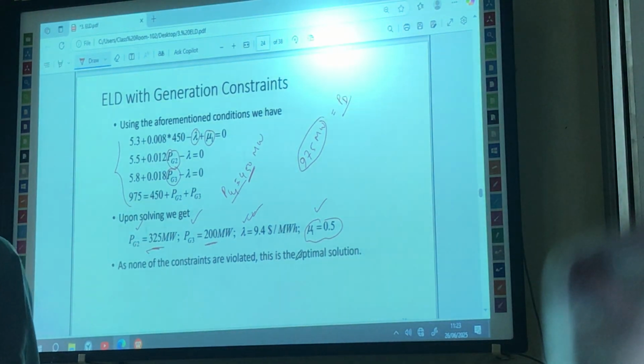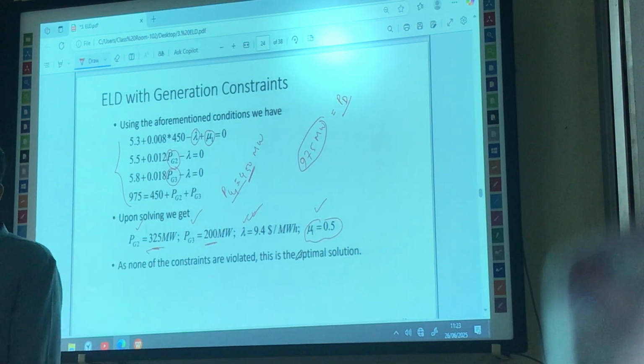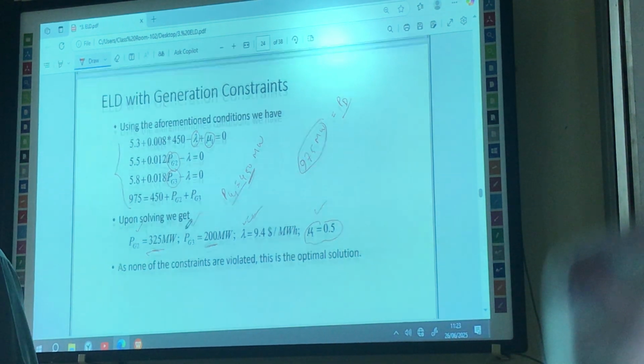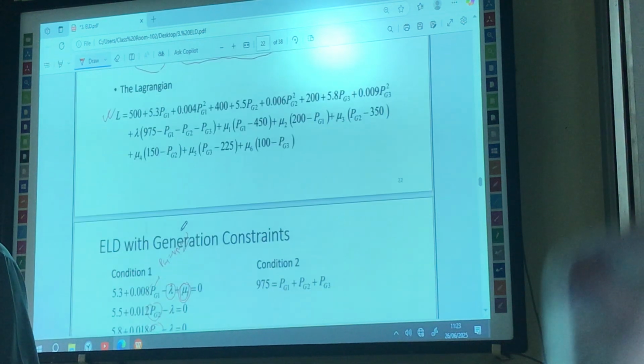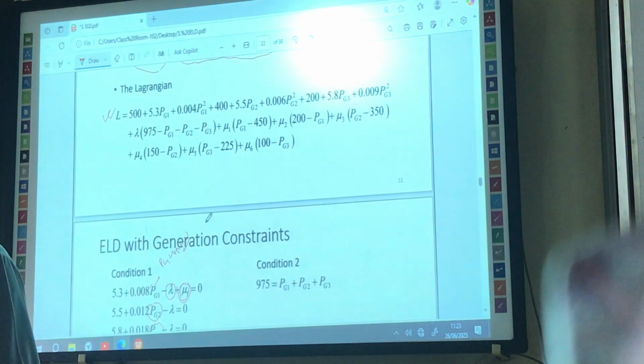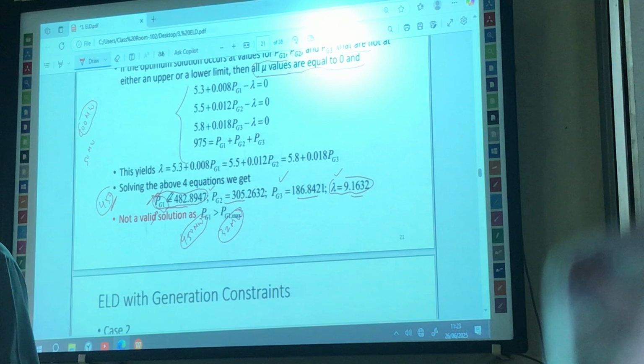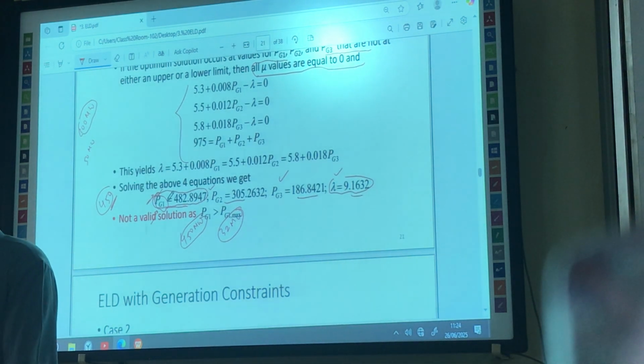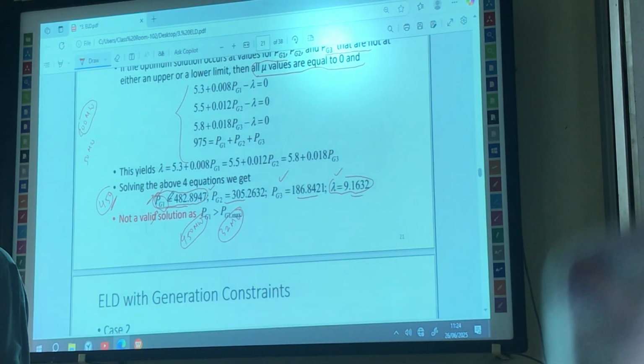So if multiple constraints are violated, then you will have to solve 5 or 6 equations. Yeah, okay. So very good question. Actually, the thing we have already discussed here. Just think about one generating unit. That's PG1. For the PG1, the violation will be either in the upper limit or lower limit, not at both. Similarly, for PG2, the violation will be either in the upper limit or lower limit. Same for the PG3, it will be either upper limit or lower limit.